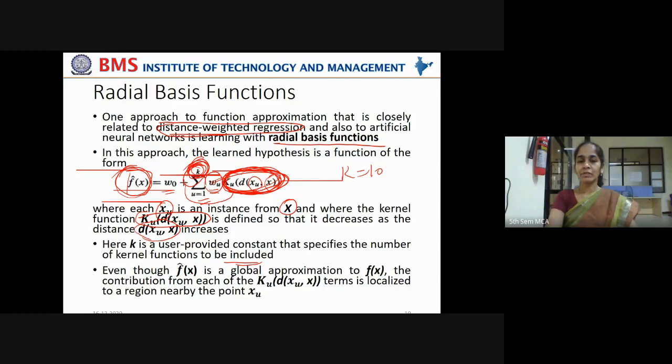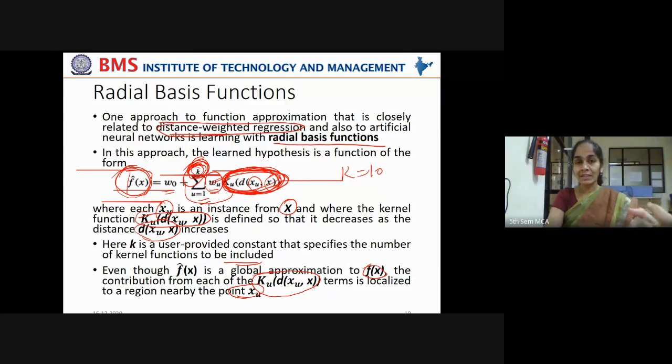Though f cap of x is a global approximation to f of x, the contribution from each of the K_u(d(x_u, x)) terms is localized to a region nearby to the point x_u. So in this radial basis function case, though you are considering all the training examples, this kernel function will contribute so that we consider only the nearest neighbors. It will give greater weight to nearest neighbors.